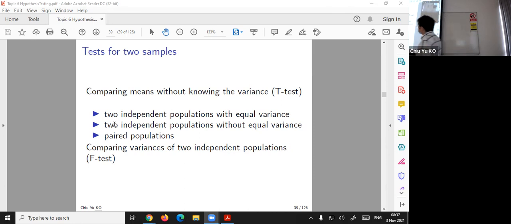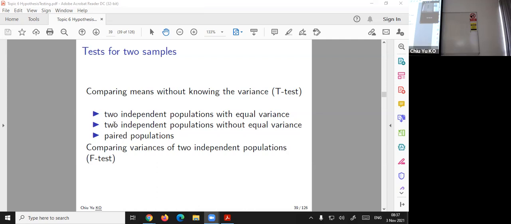And the next thing we will discuss is comparing the populations, okay? So these are two extreme cases. The first extreme case is independent populations, which means that they're completely unrelated, okay? And the other one is called paired populations, which are perfectly related, okay? So for each observation in population 1, there's a corresponding observation in population 2, okay?